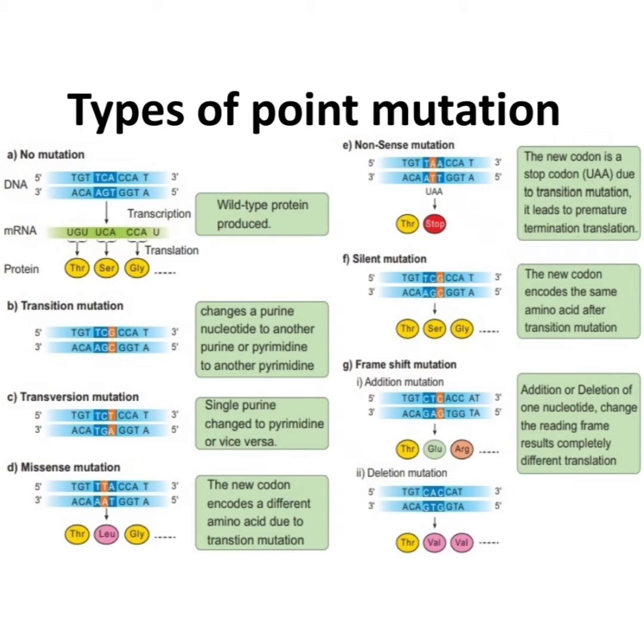In a silent mutation, the new codon encodes the same amino acid after a transition mutation. In a frameshift mutation, because of an addition mutation or deletion mutation, the nucleotide changes the reading frame towards the right side because of addition, and the left side because of deletion, resulting in a different translation of amino acids and formation of different proteins.